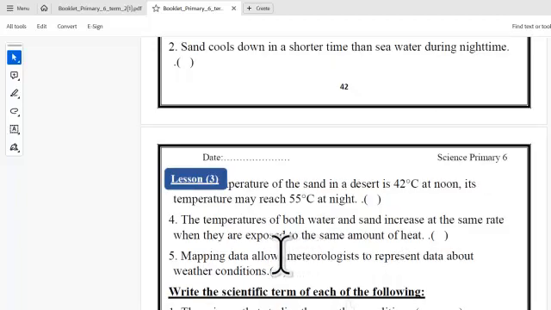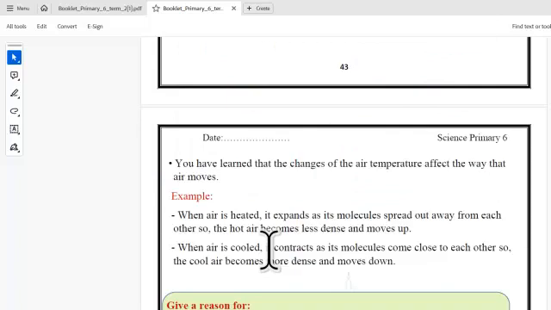Lesson 3. You have learned that changes in air temperature affect the way that air moves. For example, when air is heated, it expands as its molecules spread out away from each other, so the hot air becomes less dense and moves up.